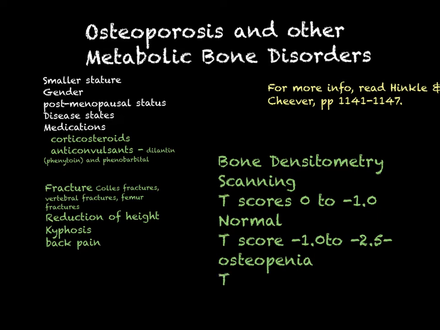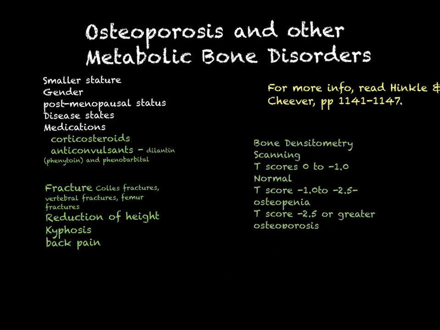Now, if you have a T-score of negative 2.5 or greater, this is osteoporosis. Now, there are women walking around, and probably men too, who have osteoporosis, and they don't feel sick, and they're not breaking bones, and they do fairly well. But osteoporosis can progress, and so we want to really slow down that progression of bone loss. And get some good lifestyle changes in there, medication if necessary, and try to get that person to prevent fractures.